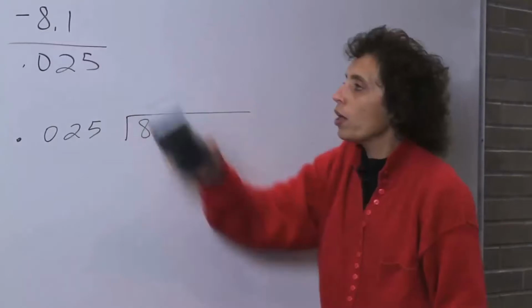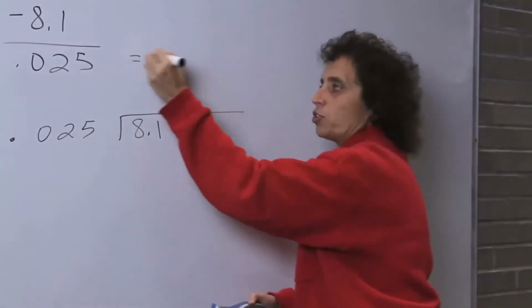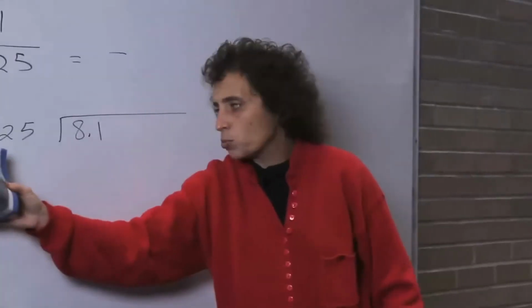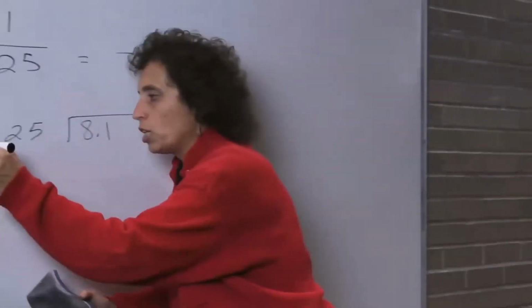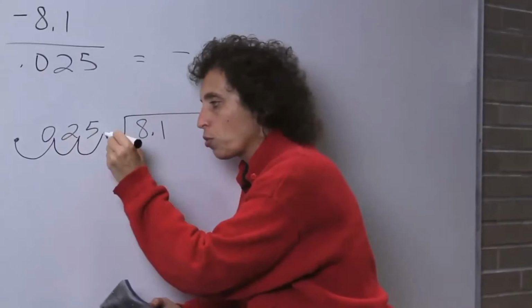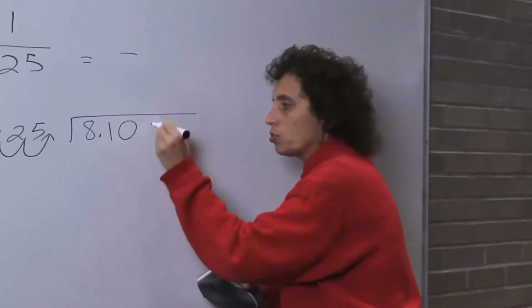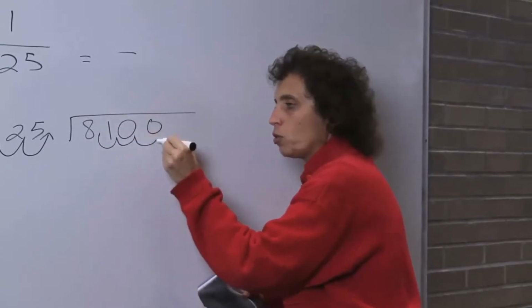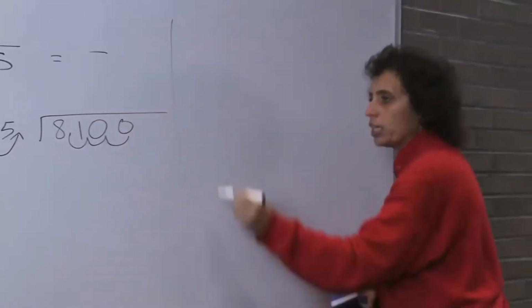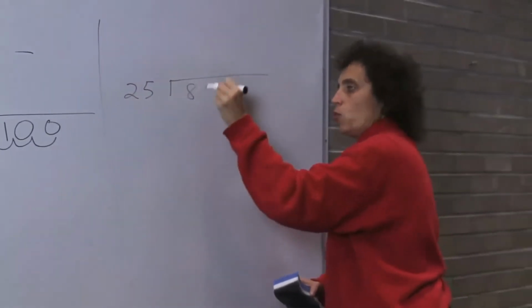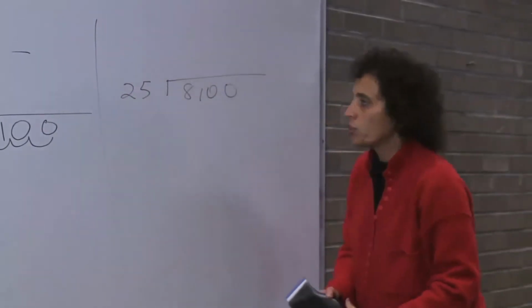I know that I'm going to get a negative answer because the signs are different. Be sign conscious. But now I have to move the decimal here 3 places to get it to the end. 1, 2, 3. So I have to move it 3 places here, which means I'm going to have to add 2 zeros. 1, 2, 3. So this question truly is just 25 into 8,100, or 8,100 divided by 25.